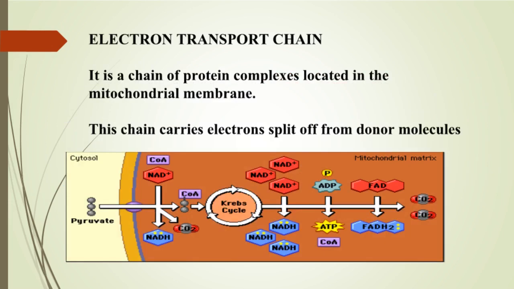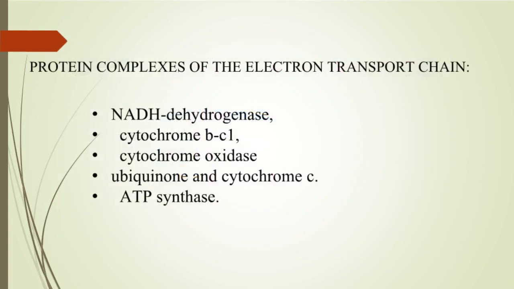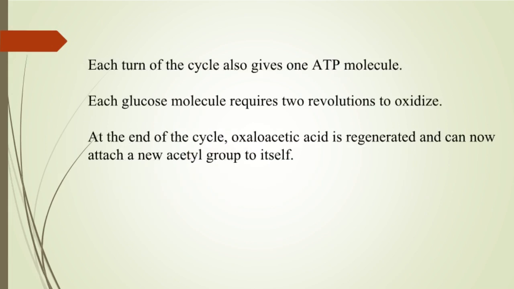Electron transport chain. It is a chain of protein complexes located in the mitochondrial membrane. This chain carries electrons split off from donor molecules. Protein complexes of the electron transport chain: NADH dehydrogenase, cytochrome bc1, cytochrome oxidase, ubiquinone, and cytochrome c. ATP synthase. Each turn of the cycle also gives one ATP molecule.